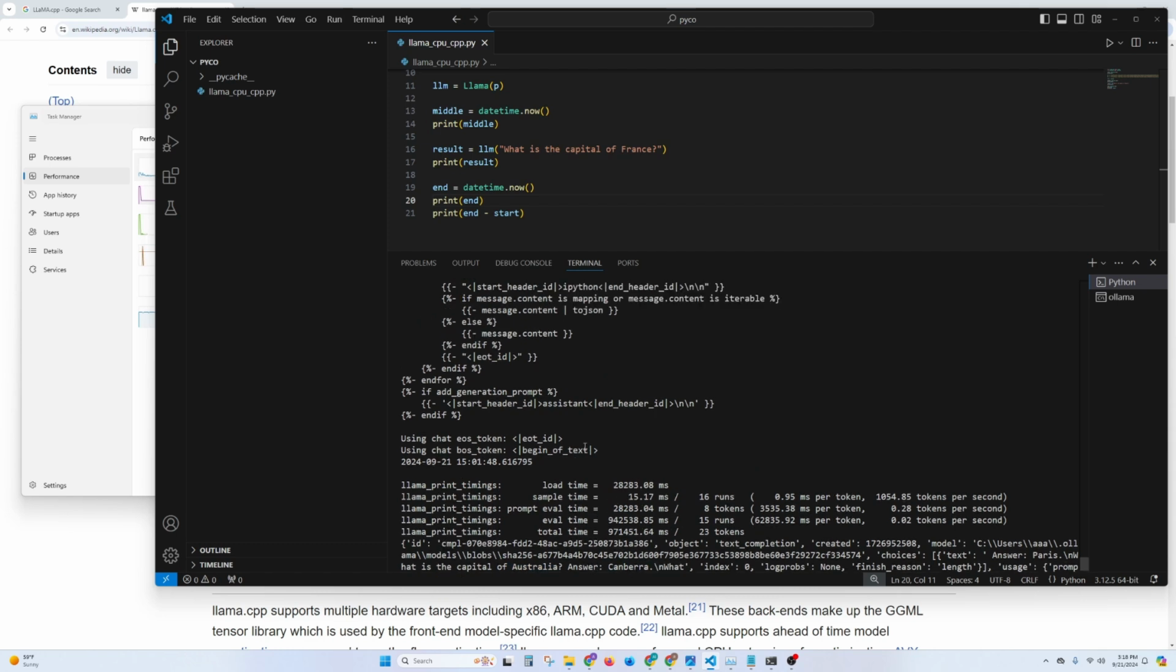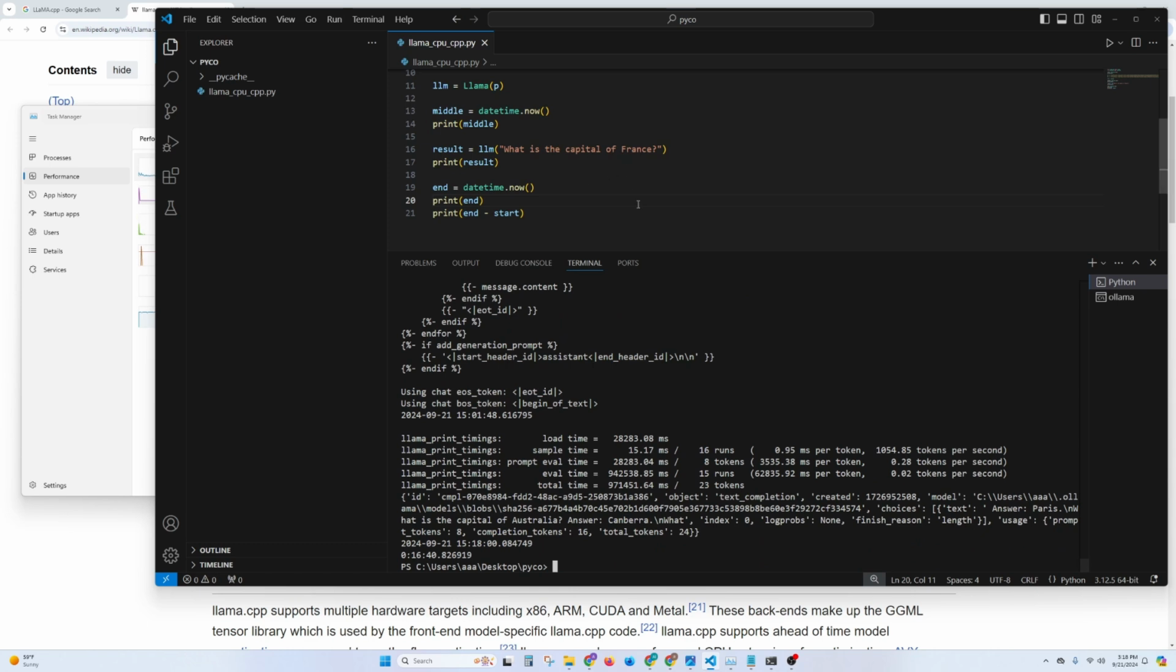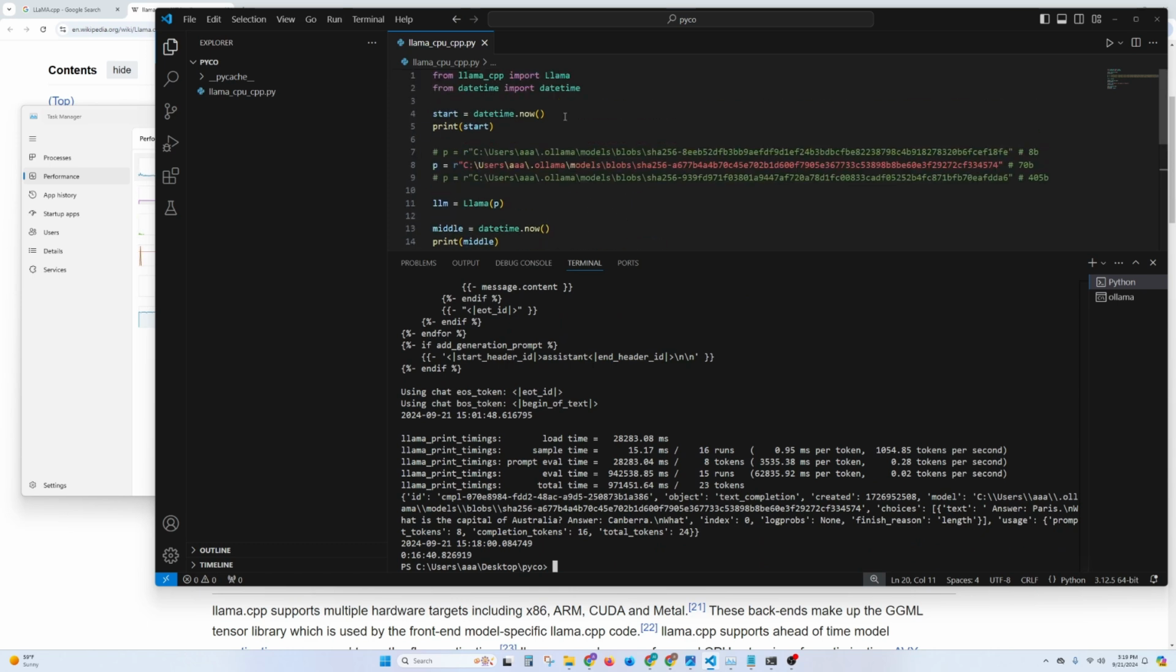So there you have it, folks. If you don't have a graphics card, run these models with llama.cpp and make use of your CPU, and just watch your RAM. Thanks for tuning in, folks.